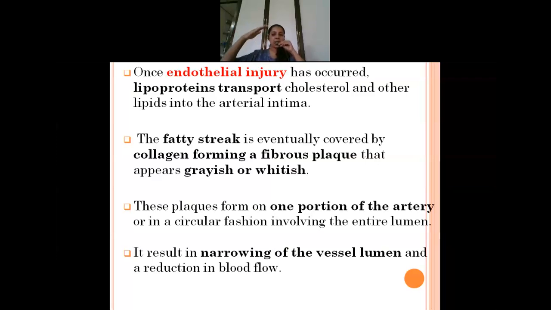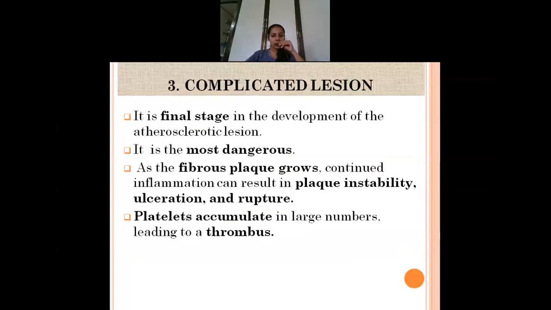It will start to form on one portion of the blood vessel, and slowly it will increase. It actually deposits in a circular fashion. It can block the entire blood vessel also, but normally it may be there halfway. So because of that, it will narrow the blood vessel and it will reduce the blood flow.